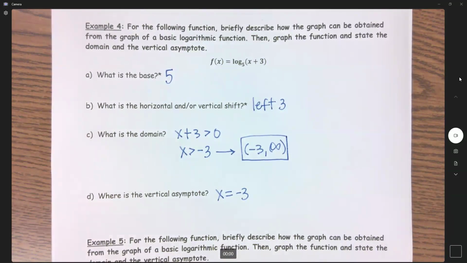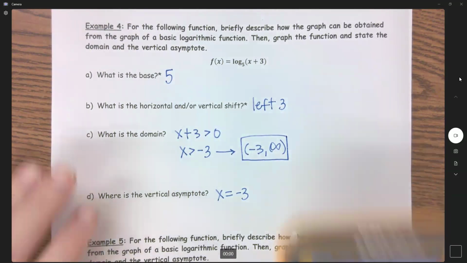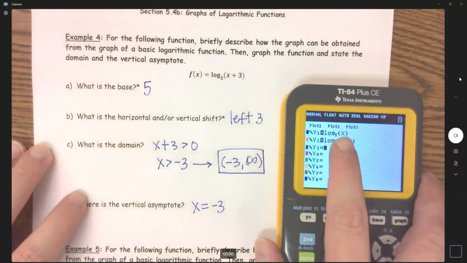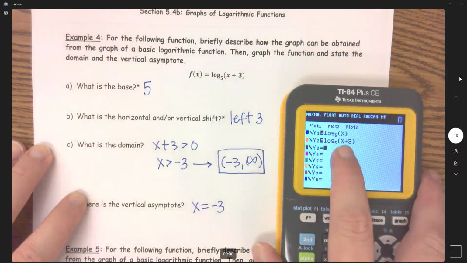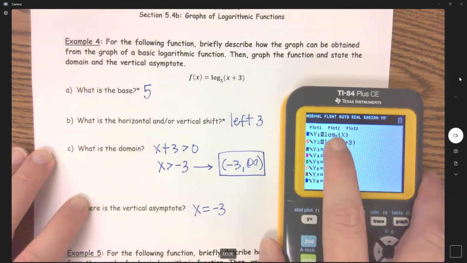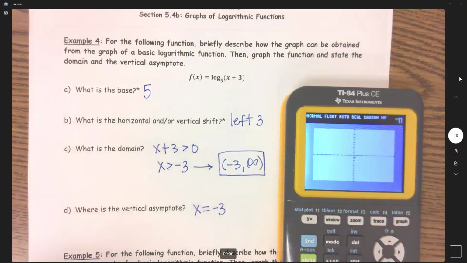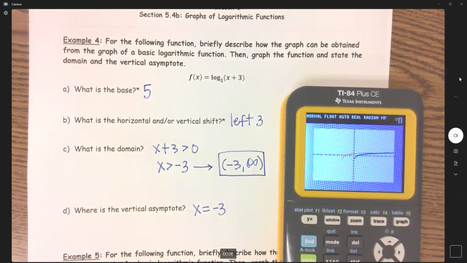Now we still don't know how to put logs with a different base in our calculator yet. I think we learn that next lesson. So I went ahead and put these in our calculator for us. Here is log base 5 of x, and here's log base 5 of x plus 3. So the first graph is going to be without a shift. The second one will be with a shift. Let's go zoom 6 so we can see our graphs. That was the first one, and then there's the second one there.